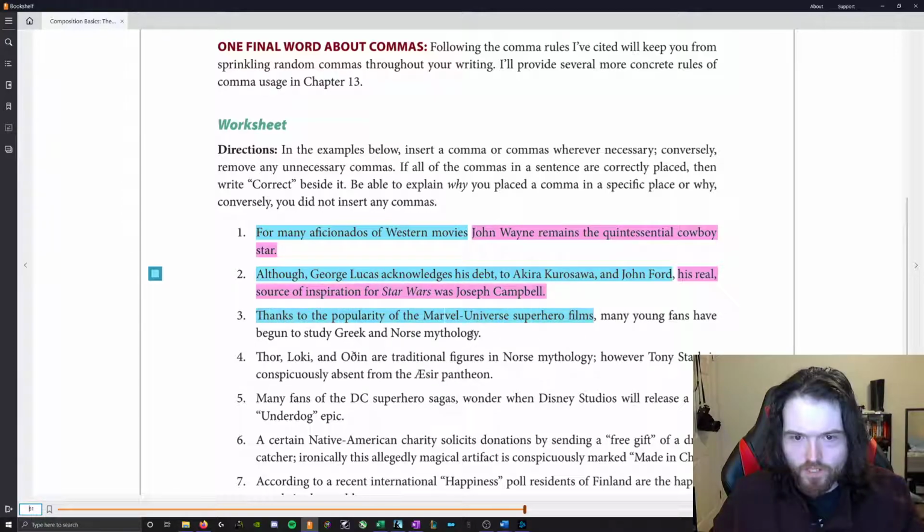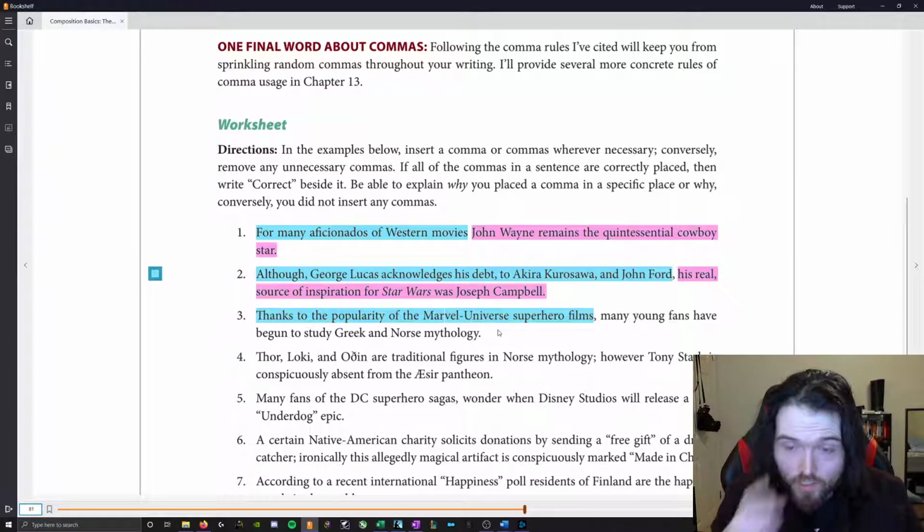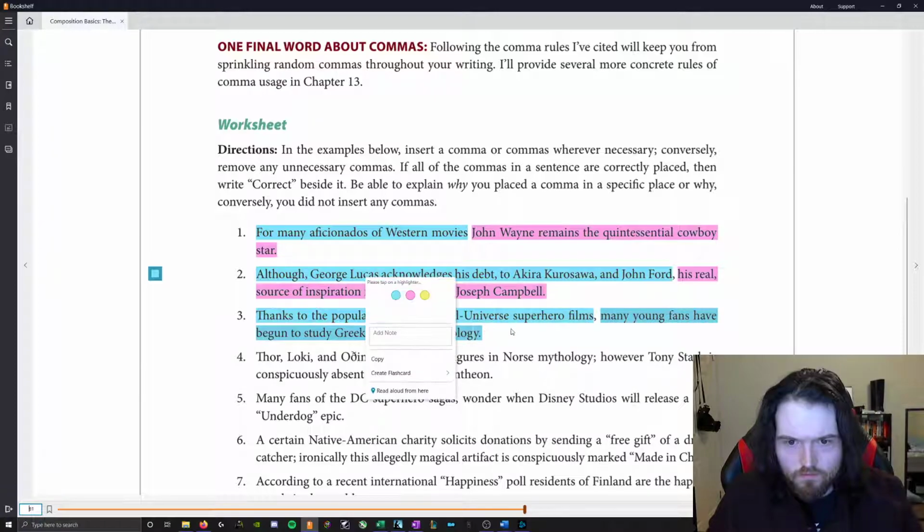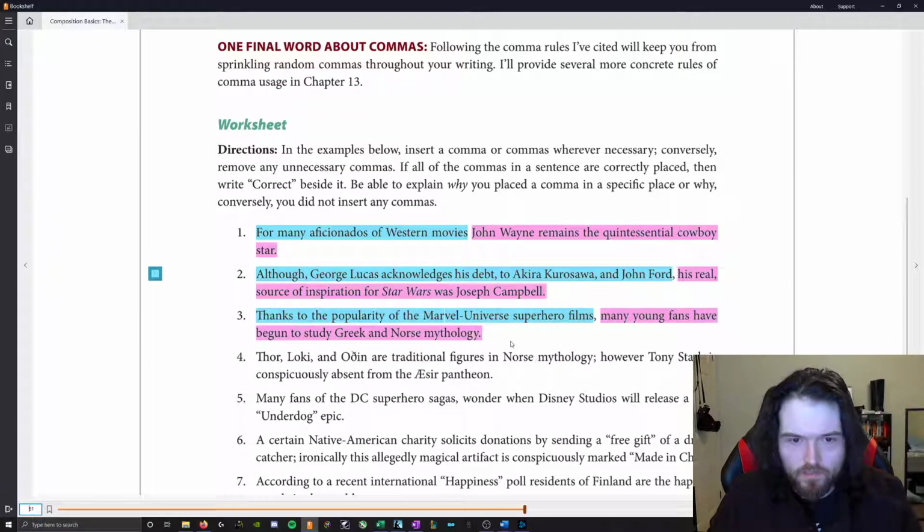We know that this is the introductory clause because it's not a complete thought. It's not a complete sentence. So if you just put this by itself and completely discounted the rest, thanks to the popularity of the Marvel Cinematic Universe films, then what? It just sounds like a sentence that's halfway done. Half of a sentence, rather.